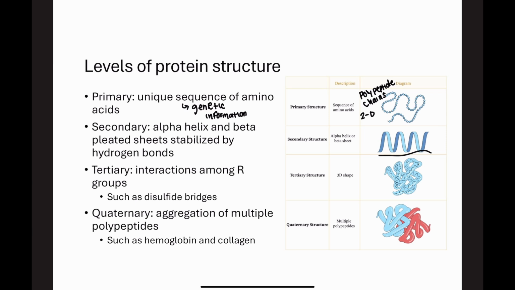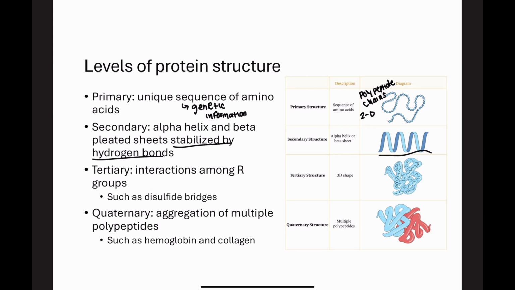This coiling of our polypeptide chain is actually going to be stabilized by hydrogen bonds. And we have 2 common secondary structures. We have alpha helices, and alpha helices are delicate coils that are held together by hydrogen bonds, because hydrogen bonds stabilize this structure between the backbone's repeating units.